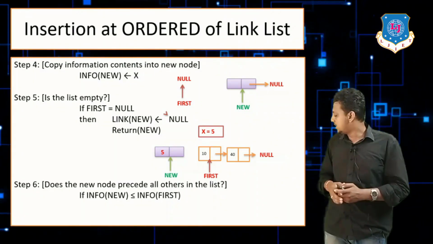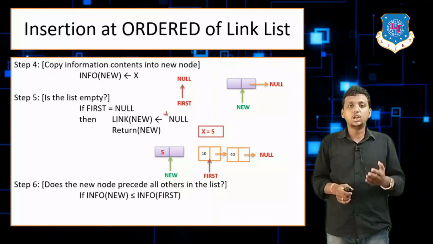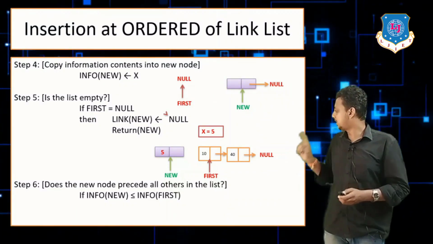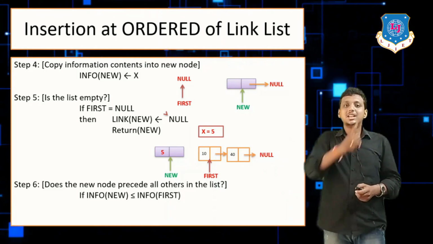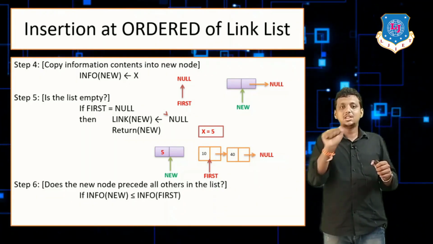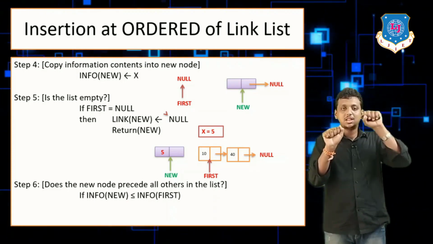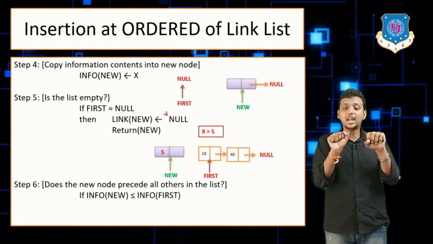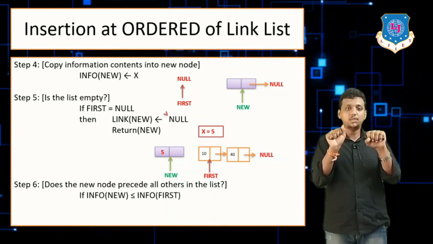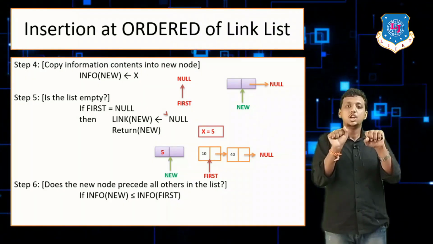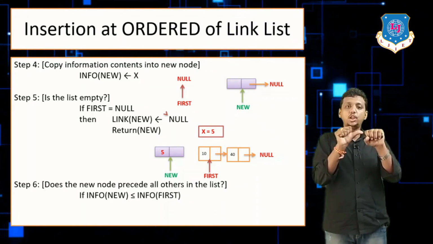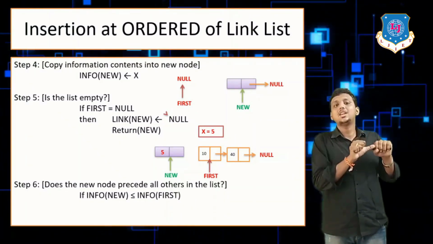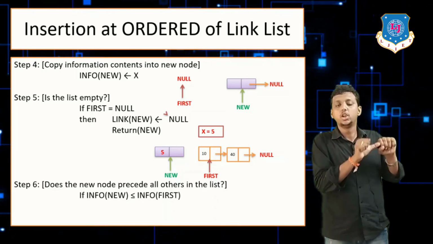So the condition is if info of new is less than or equal to info of first, then your new node must be inserted at the first position. That means the link of new, see, this is my new node. Okay, students, this is my first node. This contains 5, this contains 10. If this is lesser than the first, that's why it will be inserted over here. So the link of the new node will be pointing to the first node. So this is how you can assign the link of the new node to the first node.